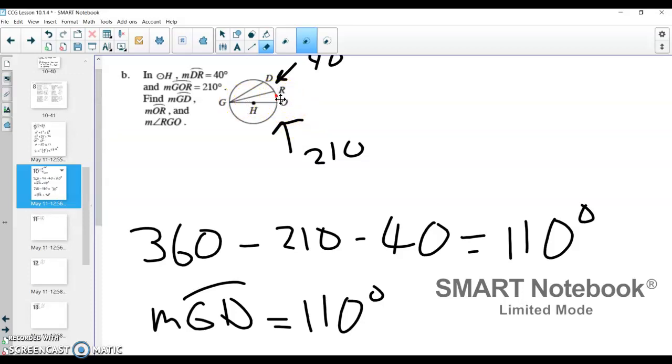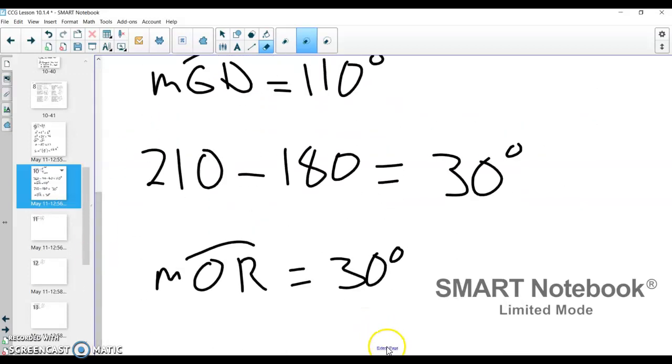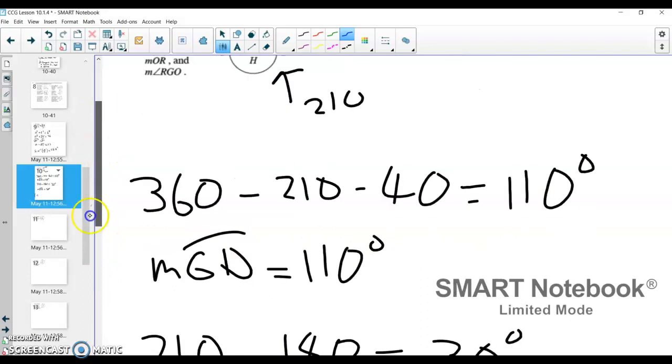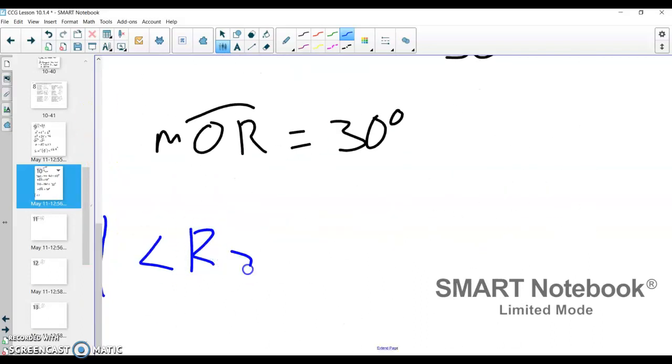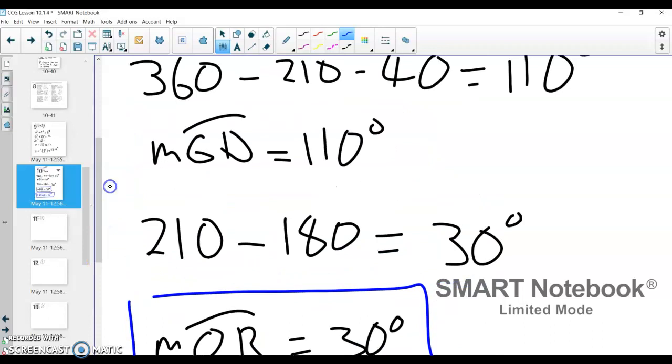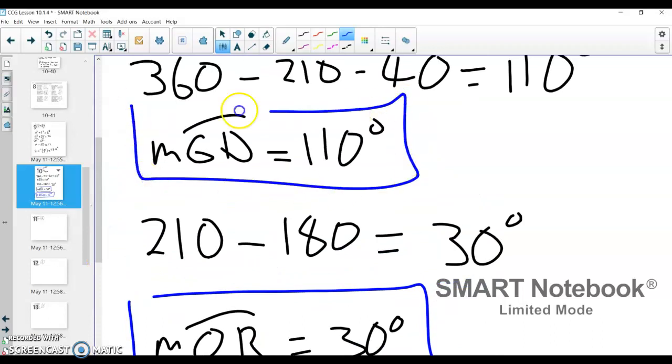And the inscribed angle that creates that arc measure is always half the length. Because remember, we talked about this, I think, in 10.1.2. The central angle is always the same as your arc measure, and the inscribed angle is always half of what your arc measure is. And so if that arc measure is 30, that angle measure, what is that, RGO? RGO is half of that angle measure, so it's 15 degrees. And those are my answers here for that problem.